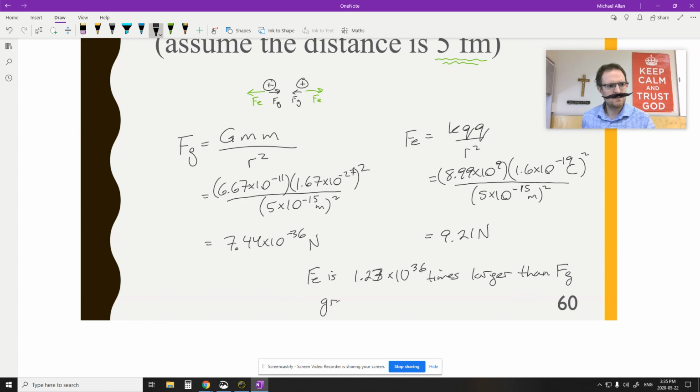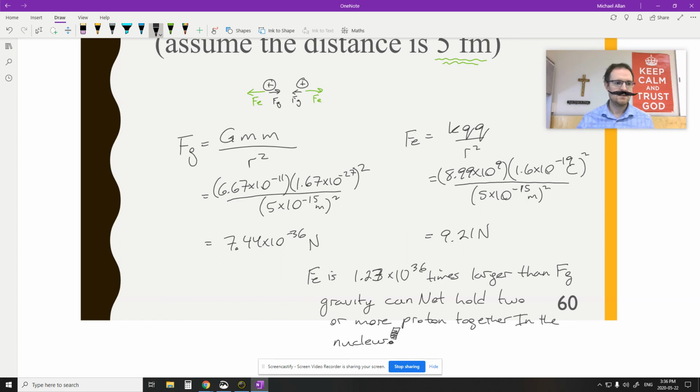So gravity cannot hold two or more protons together in the nucleus, because there's going to be more protons in there, all pushing each other. Can't, right? You can't do it. So something else must be holding them there, right?